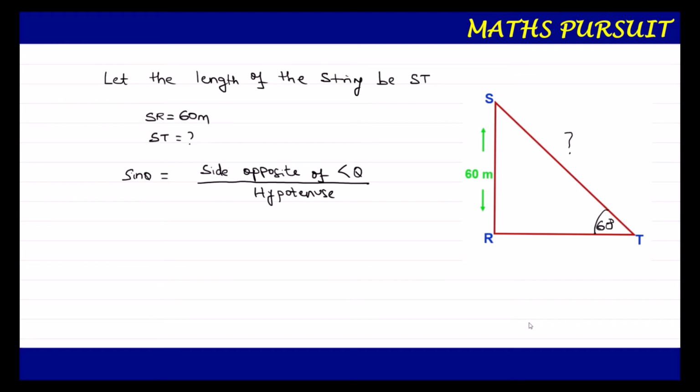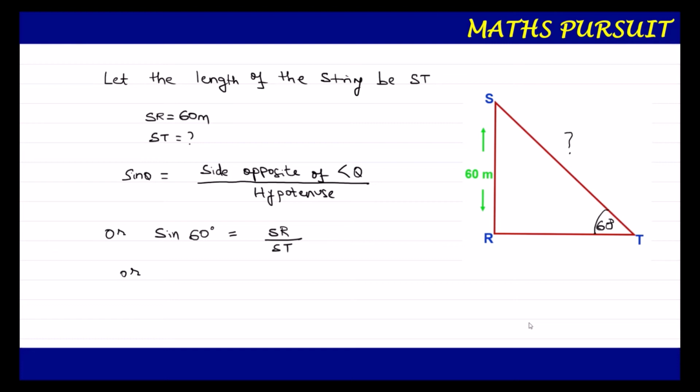So what is sin theta? Sin theta is equal to side opposite of angle theta upon hypotenuse. Or I can write sin 60 degree, because this theta is nothing but the given angle, or the inclined angle, which is 60 degree. So I can write 60 degree instead of theta. Sin 60 degree is equal to side opposite of angle theta, that is SR, upon ST, the hypotenuse.